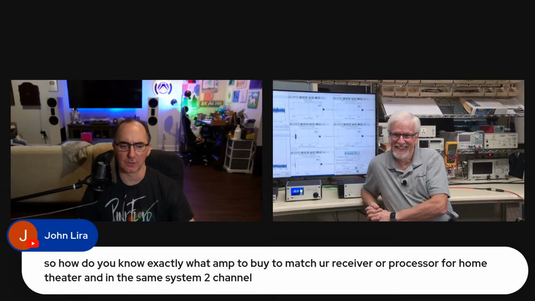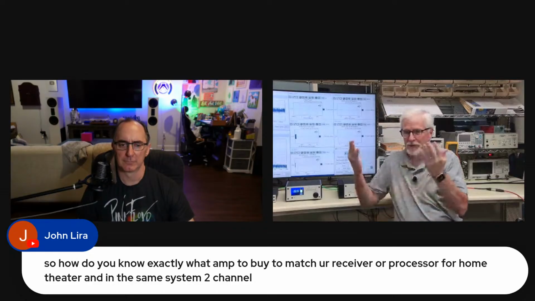Oh, I'm sure. Yeah. We got a question here I think is a good one to wrap this up. So how do you know exactly what amp to buy to match your receiver or processor for home theater and in the same system 2-channel? Well, what you need to look for is an amplifier that's got low noise and low distortion, and also look for an amplifier that doesn't have too much gain. Don't buy the amplifier that's got the most gain. That's not the parameter that matters.